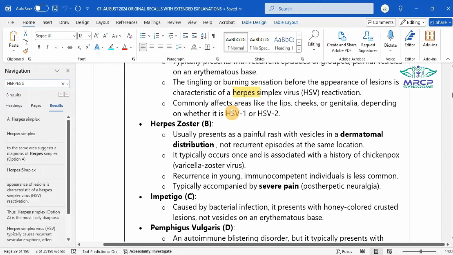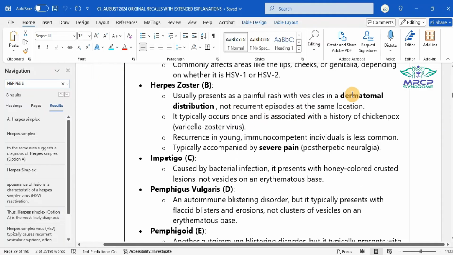And herpes zoster will come up with a specific dermatomal distribution, which is usually unilateral, and this typically occurs once, and is associated with a history of prior chickenpox. And also there would be severe pain in case of herpes zoster due to post-herpetic neuralgia.